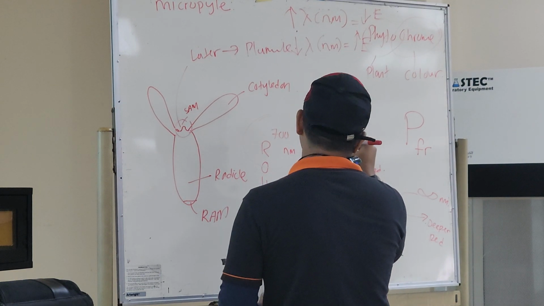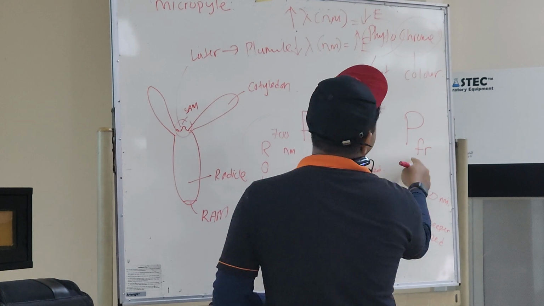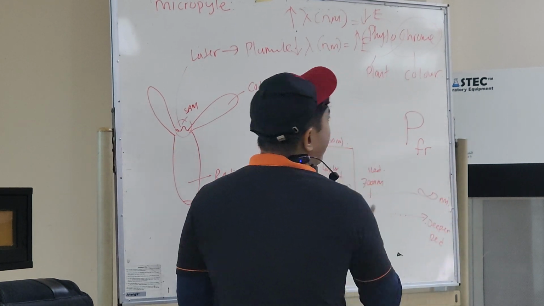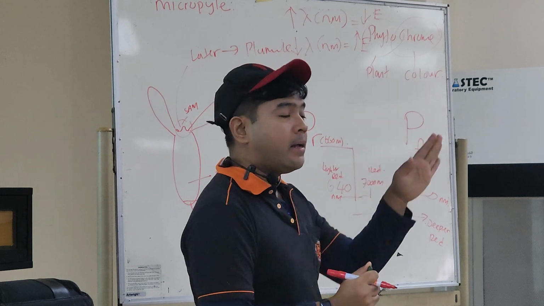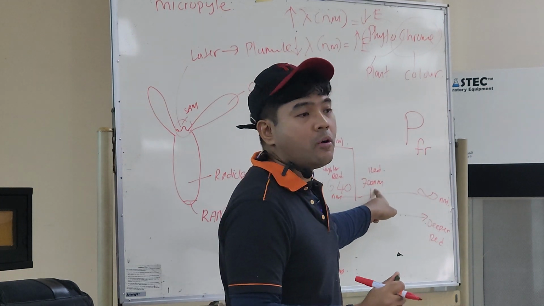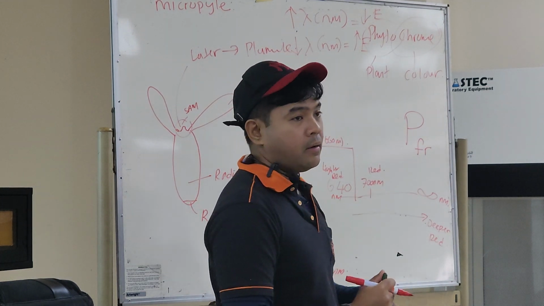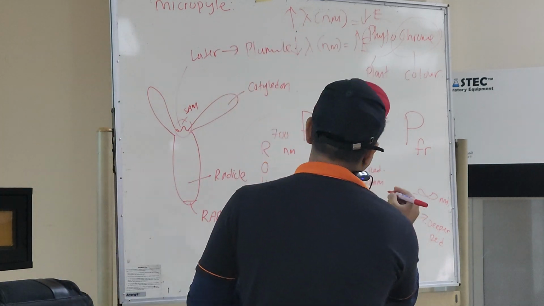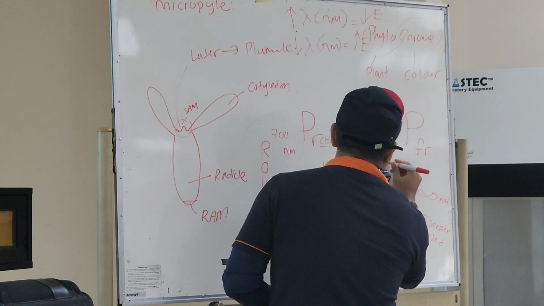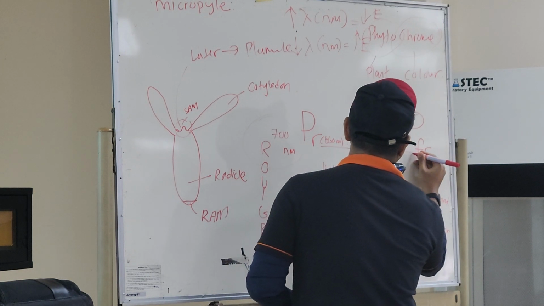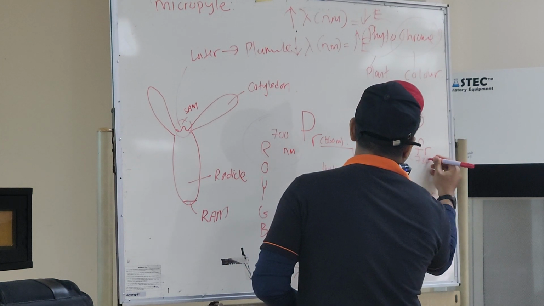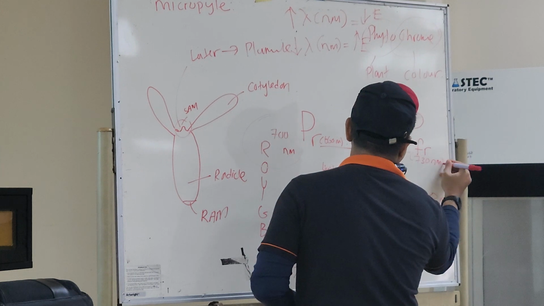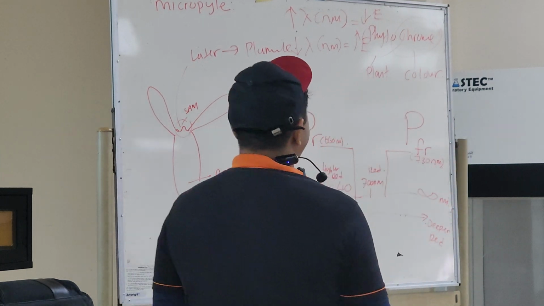660 nanometer. Far red means whatever value of red color beyond 700 nanometer. So in this case, the far red is 730, somewhere here, 730 nanometer. Right. So why is this important?